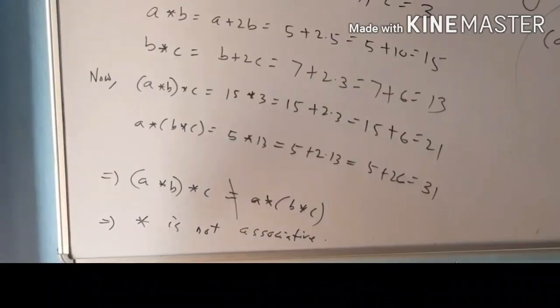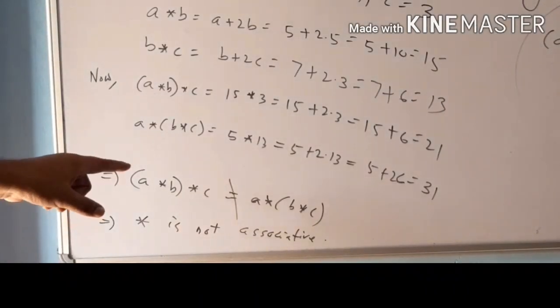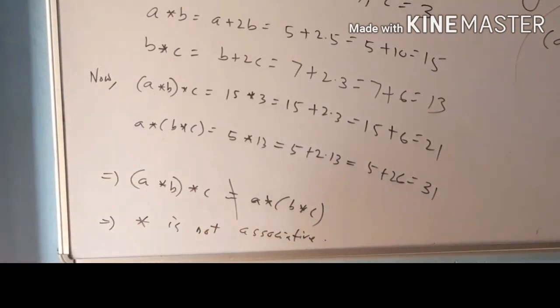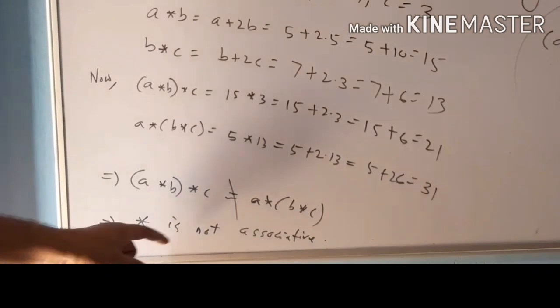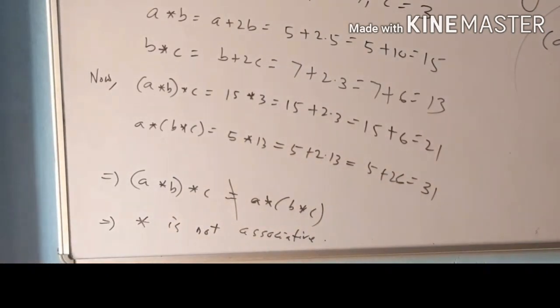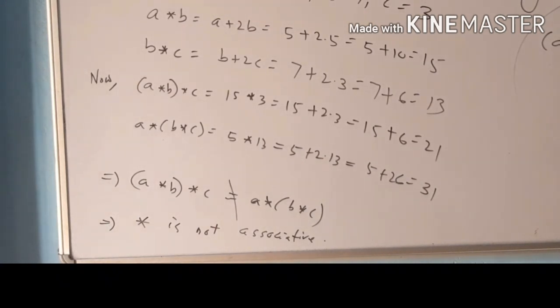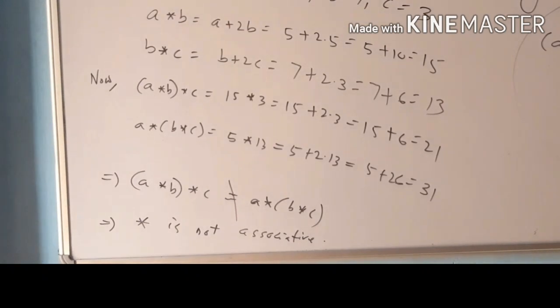So I have found here that (A star B) star C is not equal to A star (B star C). So therefore this star is not associative. Therefore this operation is a binary operation, but it doesn't satisfy the associative property. So therefore this operation star is not an associative binary operation.